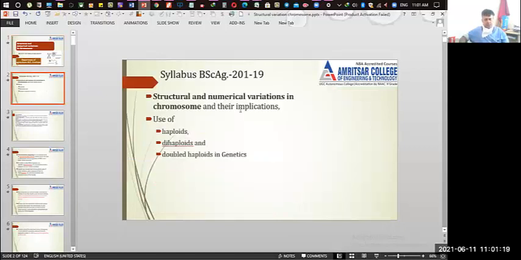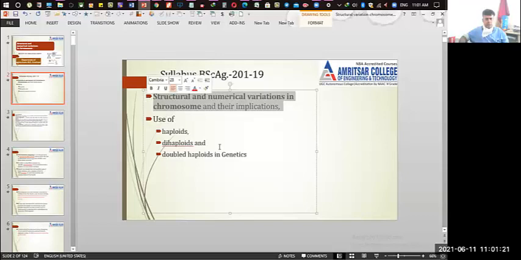ये पढ़ना है हमको. First topic is structural and numerical variation of chromosome, and because of that you can see there is a formation of haploid, dihaploid, and double haploid in genetics. ये बड़ा important है. Very important topic.